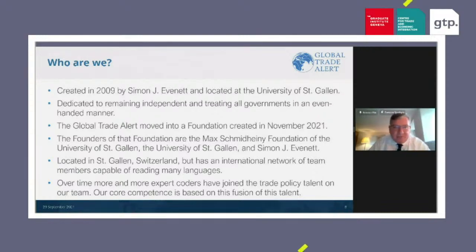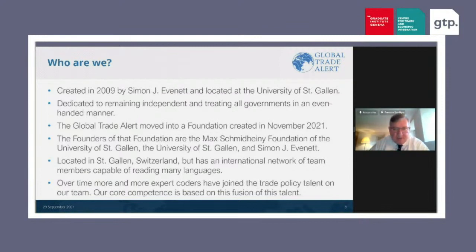As I indicated earlier, this initiative was created in 2009 at the beginning of the global financial crisis, precisely because people were concerned about the transparency of government policy as it relates to trade and investment. We are housed at the University of St. Gallen. We have always been dedicated to remaining independent. We are committed to treating all of the governments that we monitor in an even-handed manner. In that sense, we are a Swiss-based organization, and with that comes a lot of expectations about neutrality, which we adhere to. To make the Global Trade Alert permanent, we moved it into a foundation in November 2021.